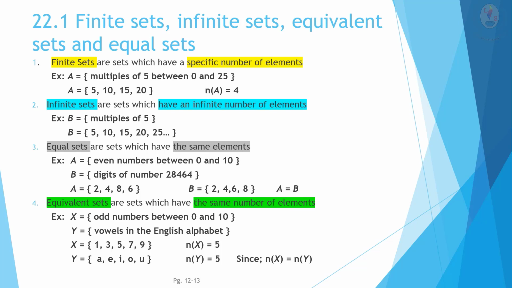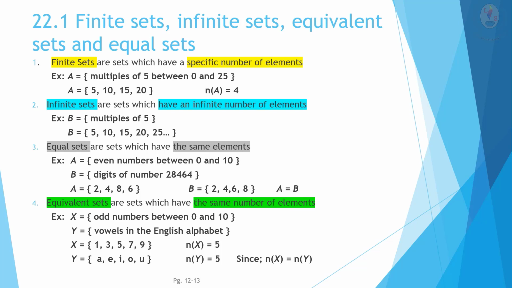Then the fourth one, equivalent sets. Equivalent sets are sets which have the same number of elements. Please don't mingle equivalent sets with equal sets. Equivalent sets have the same number of elements only.